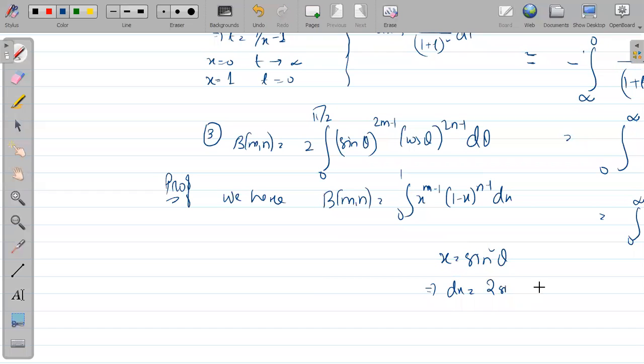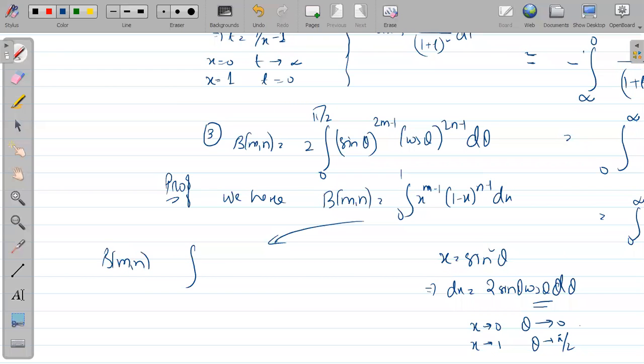Then dx is 2 sine theta cos theta d theta. If you do this substitution, how will the limits change? Can you tell me? Whenever x is 0, theta will be 0. Whenever x is 1, theta is pi by 2. I hope you have understood this part. Therefore, beta of m comma n I can write as integral 0 to pi by 2, sine square theta to the power m minus 1, and 1 minus x, that is 1 minus sine square theta, which is cos square theta obviously, to the power n minus 1, into twice sine theta cos theta d theta. I think you have got the result.